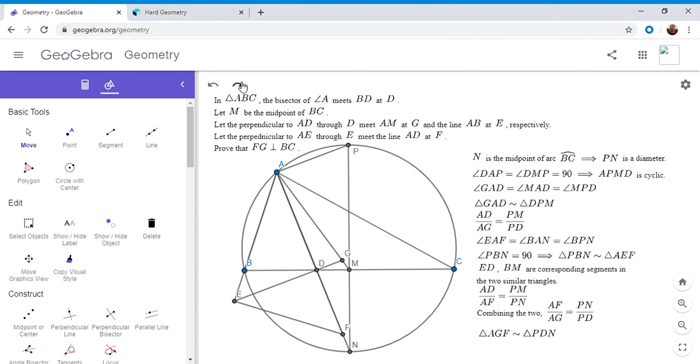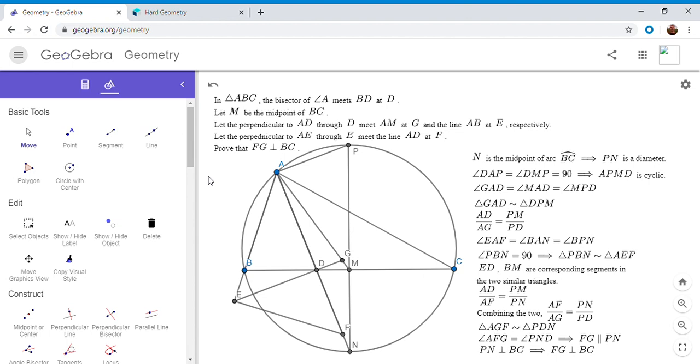And since that's true, we're kind of working backwards here from what I said before, but that means that angle AFG has to equal angle PND. And if AFG is equal to angle PND, then it follows that FG has to be parallel to PN, because those two angles are corresponding angles. And if FG is parallel to PN, well, PN is perpendicular to BC. So since PN is perpendicular to BC, that means FG has to be perpendicular to BC.